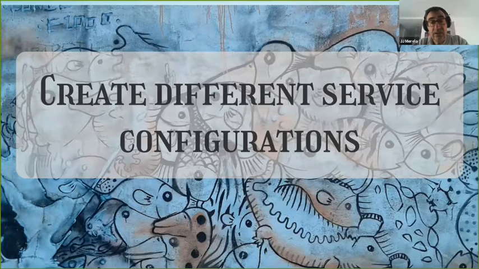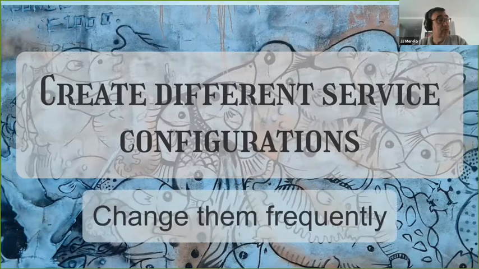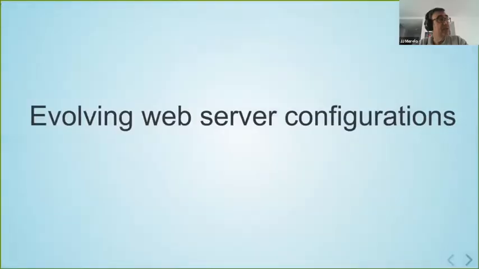Every service that is facing the internet, like web servers or SSH servers or a whole virtual machine that is serving on the internet, or an image or whatever, has a particular configuration with many different facets that you can change. So that's what we're going to do. We're going to create different service or server configurations. We are going to change them frequently, right?